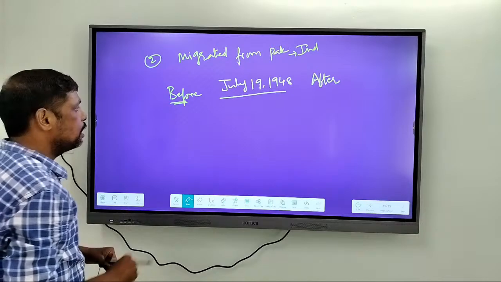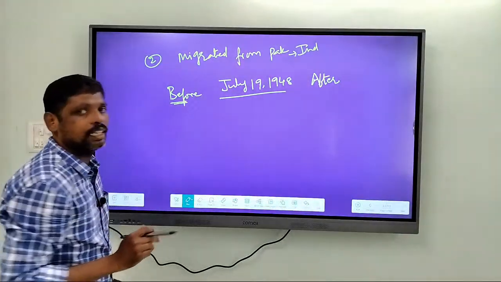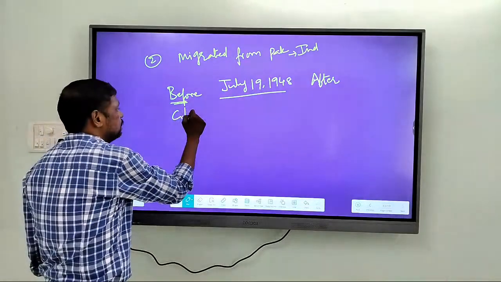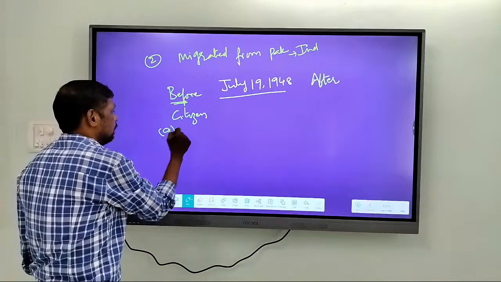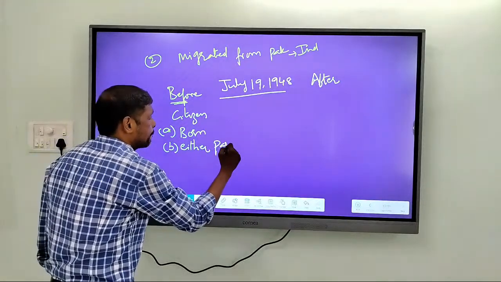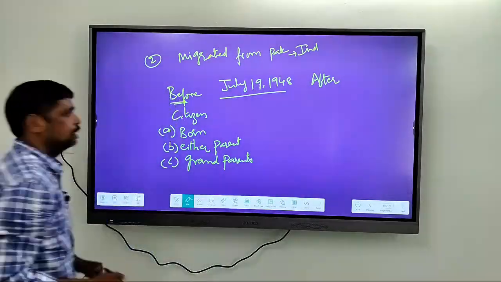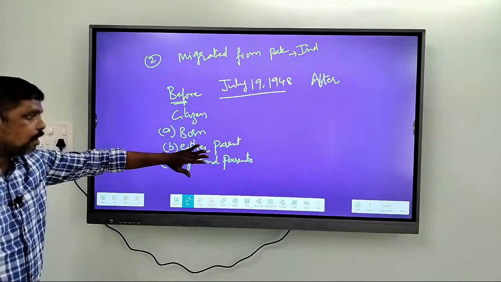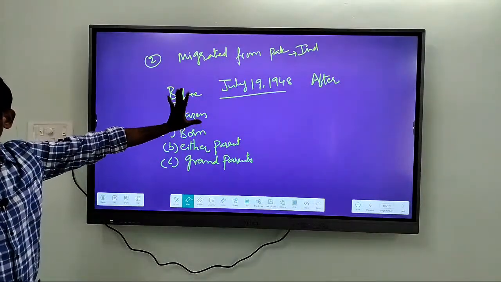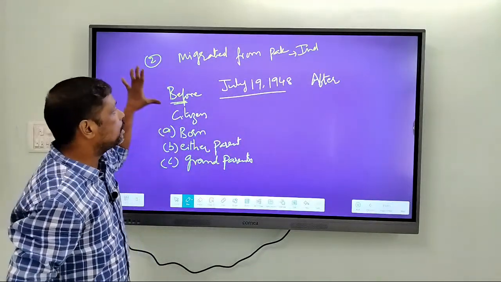The ones who have migrated from Pakistan to India before July 19, 1948 are treated as citizens of India, provided again they were born in undivided India, or either of their parents or their grandparents were born in undivided India. So here there is no other requirement to get Indian citizenship. Those who migrated before July 19, 1948 are treated as Indian citizens based upon these grounds.